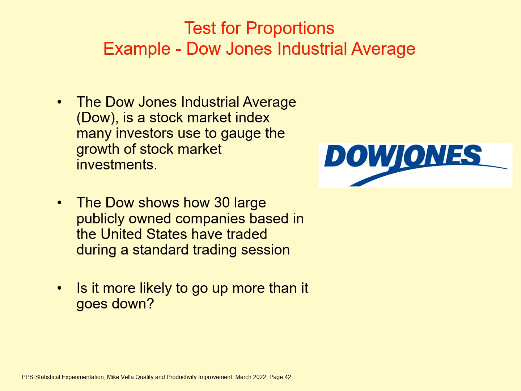How about a test for proportions based on the Dow Jones Industrial Average? The Dow Jones Industrial Average, or the Dow, is a stock market index many investors use to gauge the growth of stock market investments. The Dow shows how 30 large publicly owned companies based in the United States have traded during a standard trading session. The question is, is it more likely to go up than it is to go down?